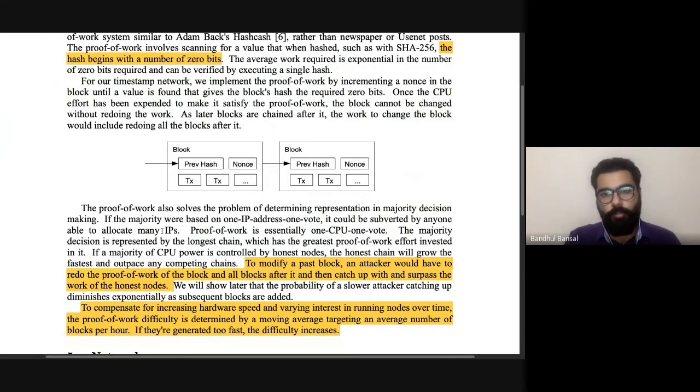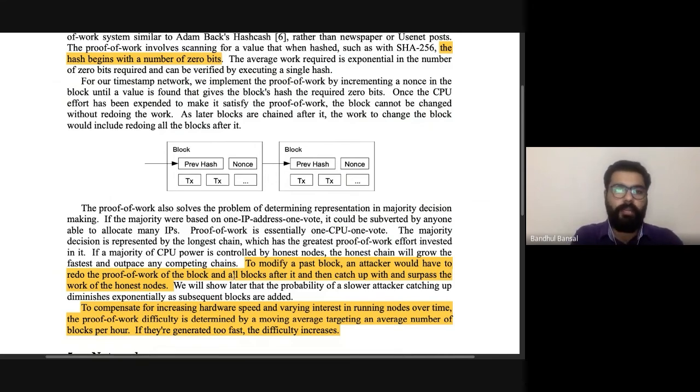To modify a past block, an attacker would have to redo the proof of work of the blocks and all the blocks after it, and then catch up with this and surpass the work of the honest nodes, right? So what will happen if you are to attack this chain? This is what has been mentioned here, along with the concepts of proof of work, right?